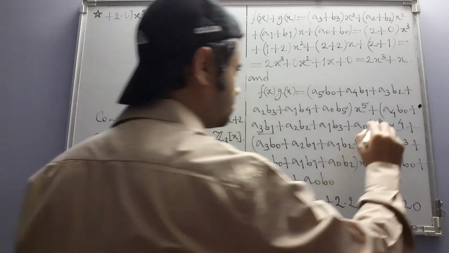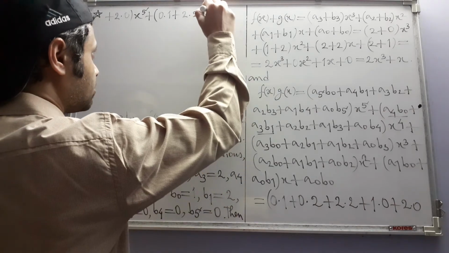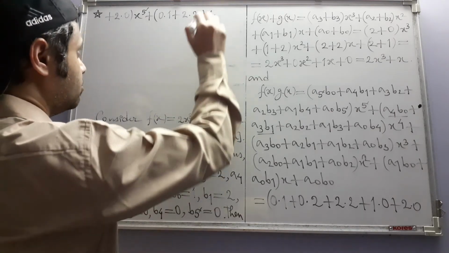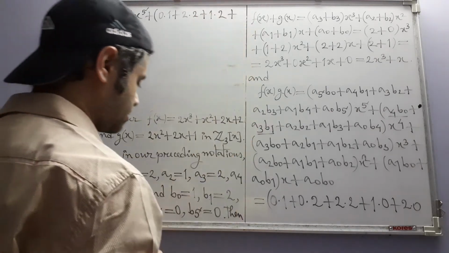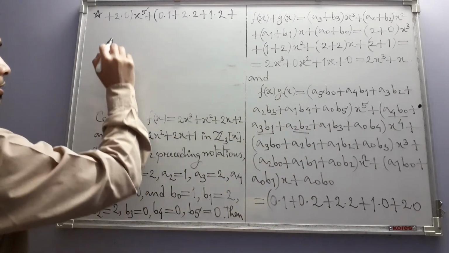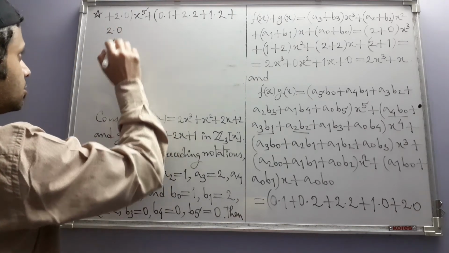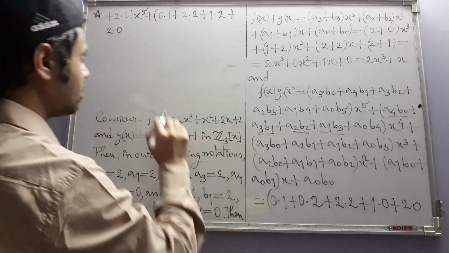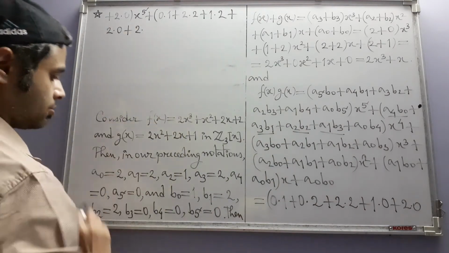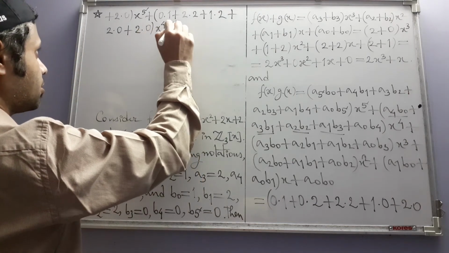a3 b1. Then a2 b2, a2 is 1, b2 is 2 plus a1 b3, a1 is 2, b3 is 0 plus a naught b4, 2 times 0, x to the power 4.